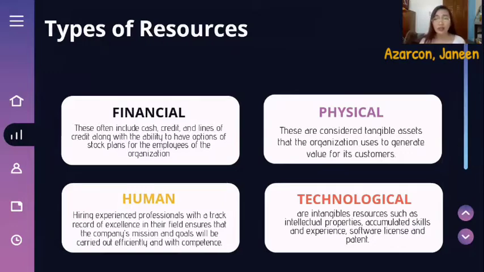So these are considered as tangible assets like your equipment, machineries, and your buildings. The third is your human resources. So it refers to the employees of the organization or the business. And then the last is your technological resources. So these are your intangible resources, such as your intellectual properties, software licenses, and your patents.